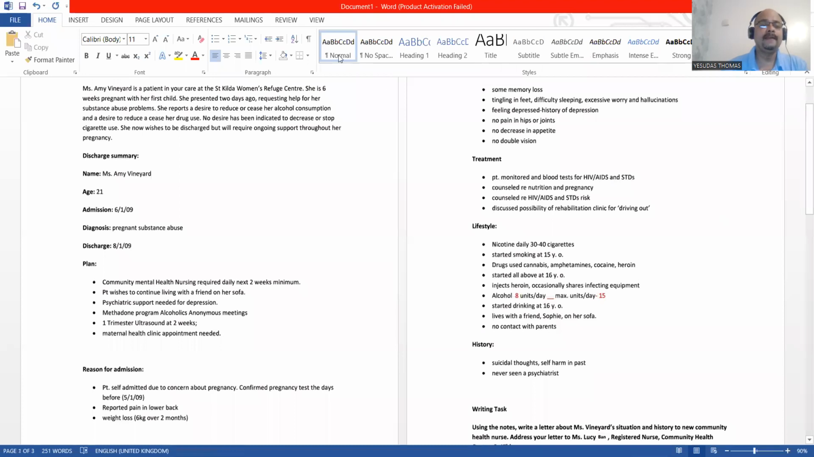Let's go on top. We can see, Miss Amy Vineyard is a patient in your care at St. Kilda's Women's Refuge Center. So it's a refuge center. It's not a hospital. You're working in a refuge center where ladies can come and share their problems. So she's 6 weeks pregnant with her first child. So this is her first pregnancy.